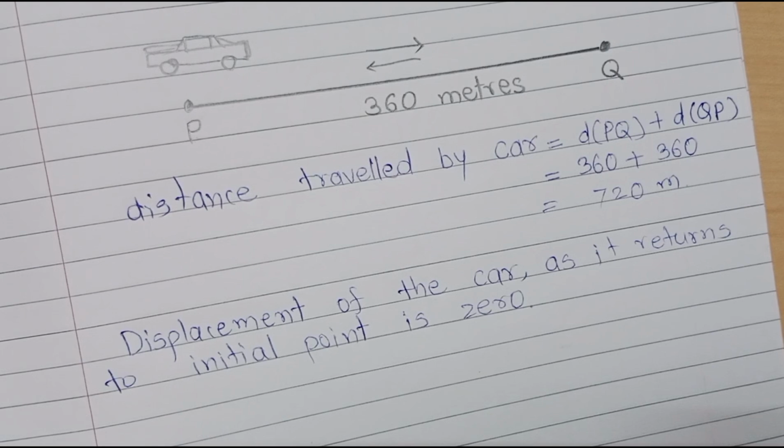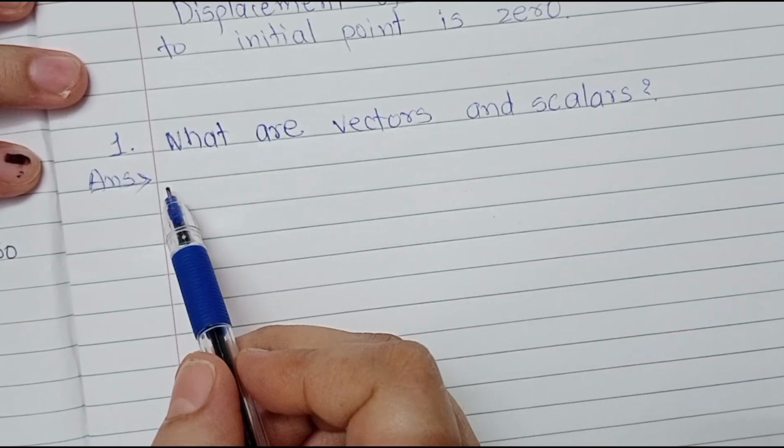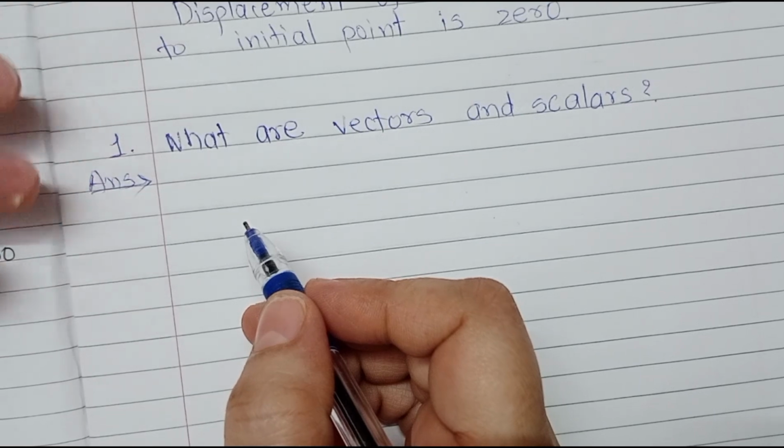Speed equals total distance traveled upon time required. This is our formula of speed. Here it is asked, what are vectors and scalars? Do you know what vectors and scalars are? Here the first question is asked. What is the meaning of vectors?